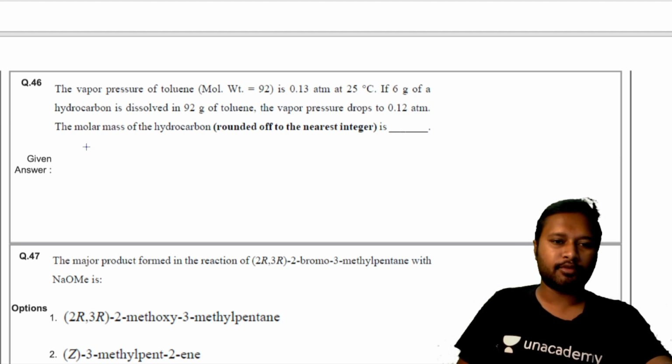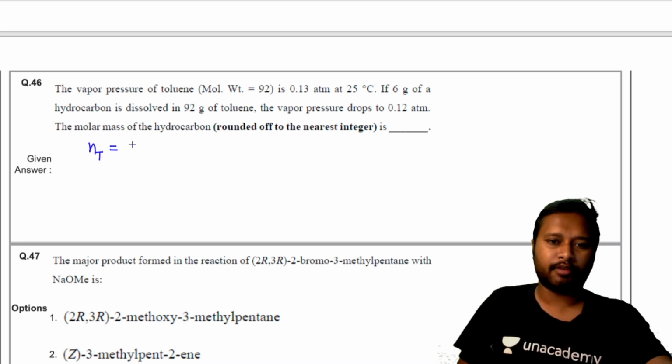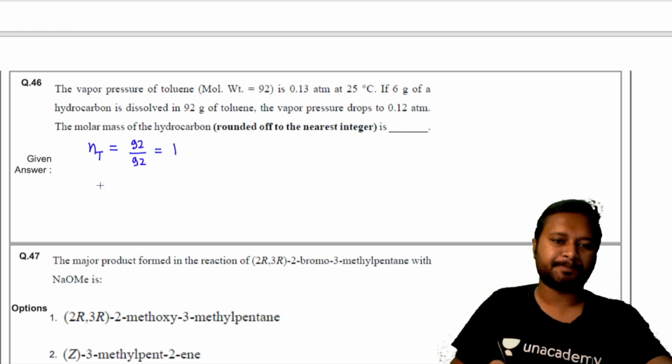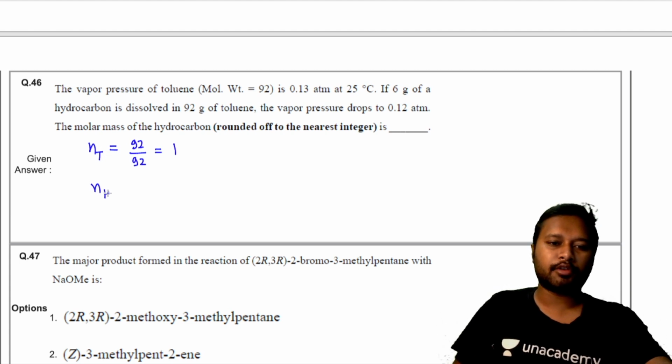So first of all, we will find out the number of moles of toluene. Given weight is 92 grams, and the molecular mass is also 92. So the number of moles of toluene is 1. The number of moles of hydrocarbon will be, the given weight is 6, the molecular mass we don't know, let it be m only.